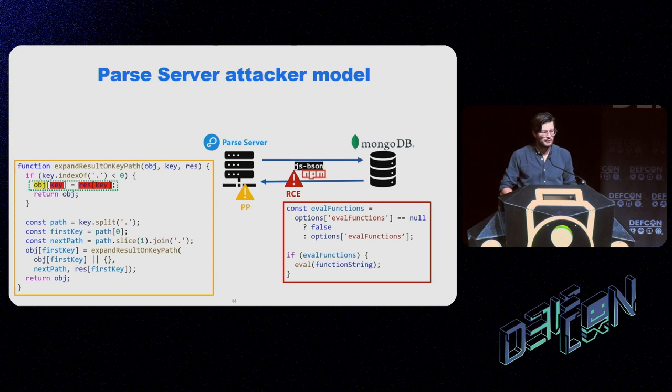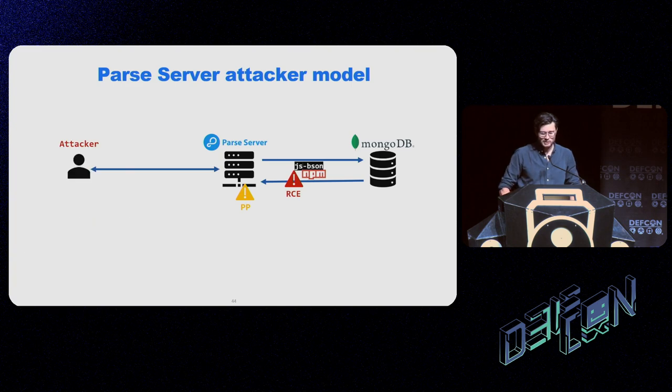But the problem is that this eval call is executed only if the eval function option is enabled. As you can guess, it's disabled by default in the configuration file. But it can be polluted, and the gadget reads from the polluted prototype, so we can enable this feature in runtime. This is the main idea. So let's look at the naive way we can exploit it.